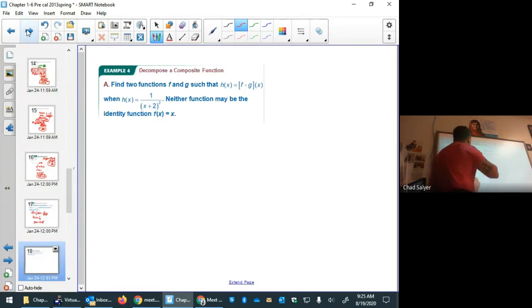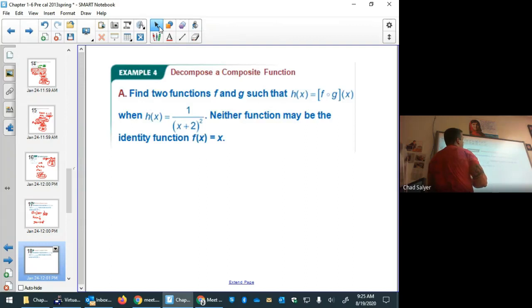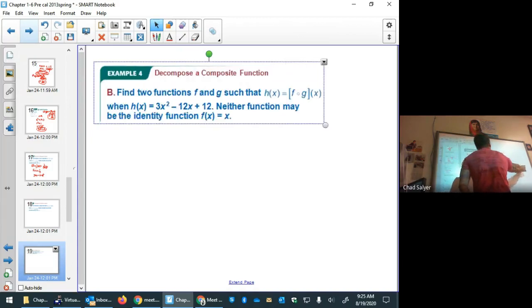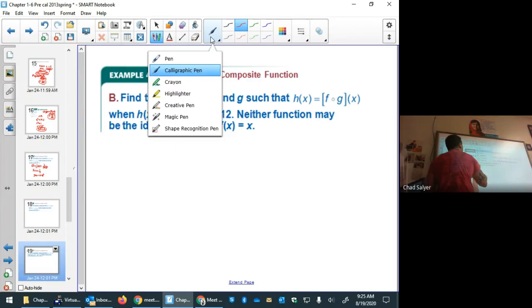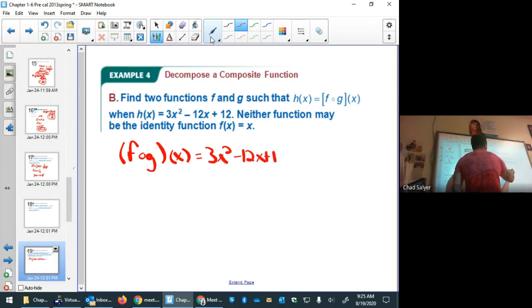Part B here, same type of problem, and they give us, I'm sorry, that's the same problem. All right, here we go, part B. So here we have 3x squared minus 12x plus 12. We want an f and g that compose to make that. A little more challenging here. There will be no obvious answer here. Everybody would probably have a slightly different take on this if left to their own devices.